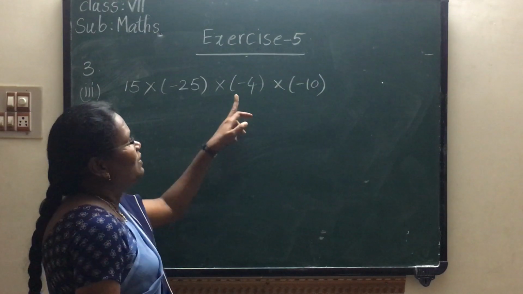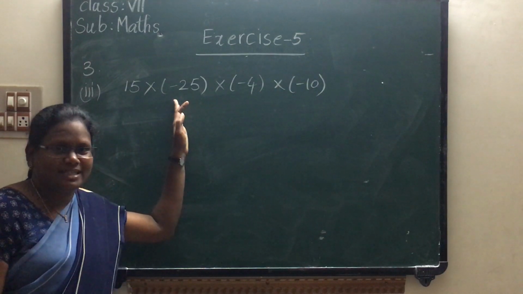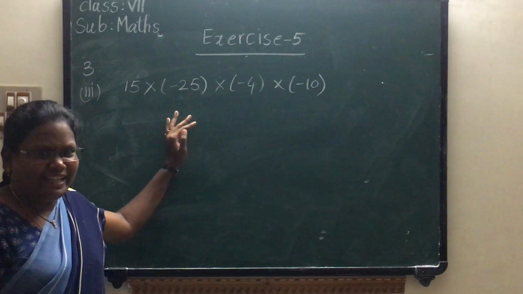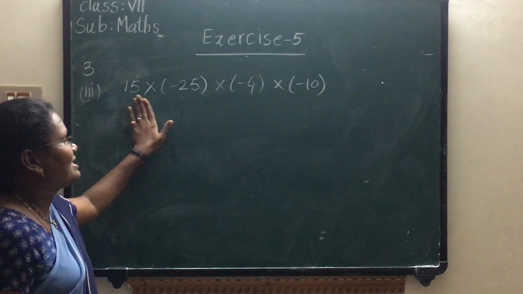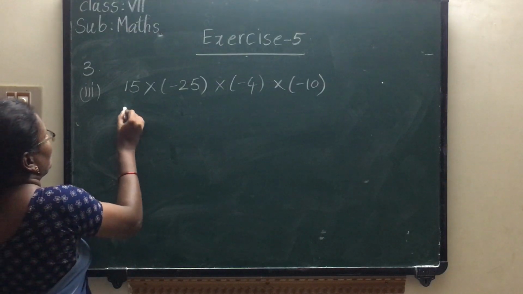A into B, where A and B are integers, A into B is also an integer. Here, which property is it? This is the closure property.